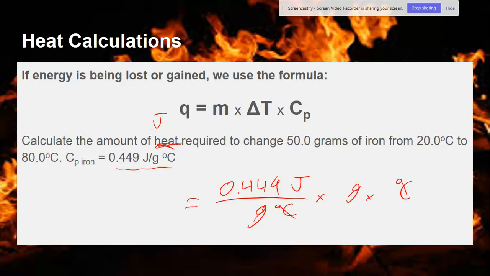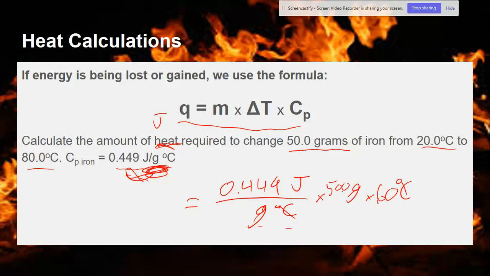So if we look in our equation, we have 50 grams. That means we're going to multiply it by 50. And we have a temperature change from 20 to 80, which is 60 degrees Celsius. So you can just memorize that equation: heat is always equal to mass times change in temperature times specific heat, all multiplied with each other. But I will always give you these units. And if I'm asking you for heat, I'm looking for joules. And if I'm looking for joules, that means you have to take that number and multiply it by grams to cancel the grams, and multiply it by Celsius to cancel the Celsius.